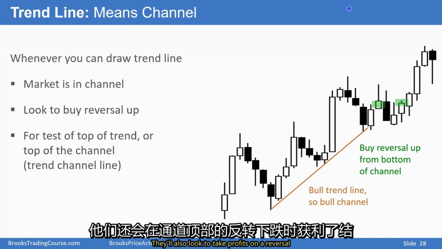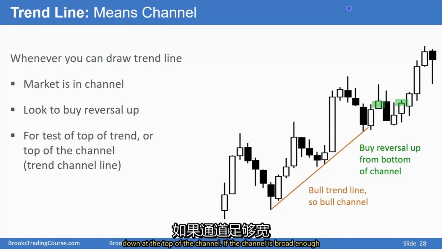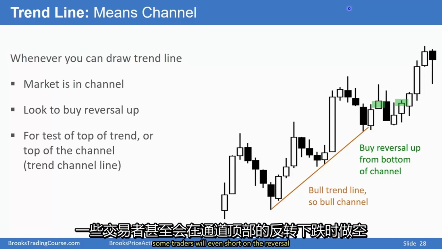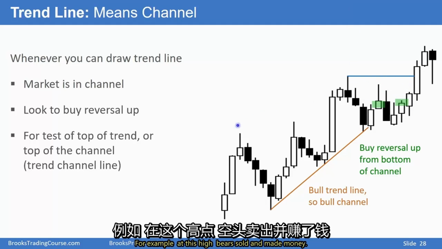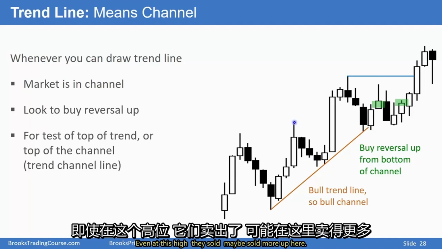They'll also look to take profits on a reversal down at the top of the channel. If the channel is broad enough, some traders will even short on the reversal down from the top of the channel, or at a prior high. For example, at this high, bears sold and made money. Even at this high, they sold, maybe sold more up here.